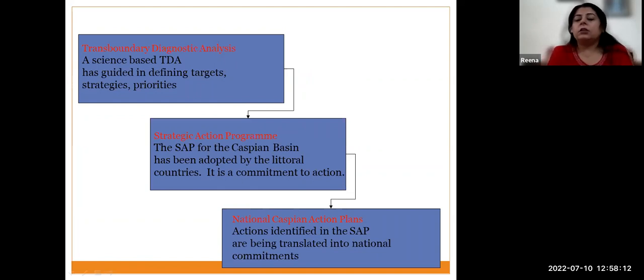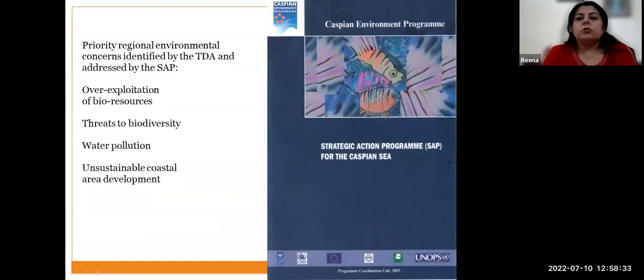So first you have to analyze what is the issue. Accordingly, you will make a program, a strategic action program. Then as per that action program, you have to make step-by-step action plans, how you are going to implement those activities at a very local level, at a very short time scale. So those action plans were then implemented to ensure that there is no over exploitation of bioresources, threats to biodiversity are addressed, water pollution is addressed, and unsustainable coastal area development is addressed. So these were the issues which were identified before starting the project, and there was a strategic action program which was started.